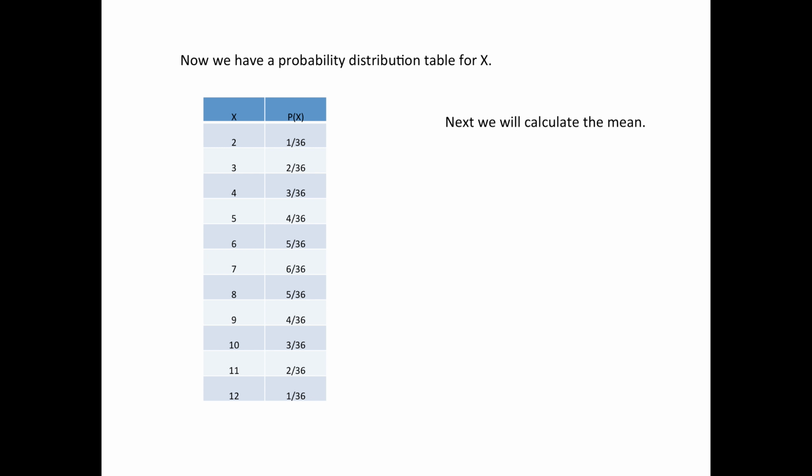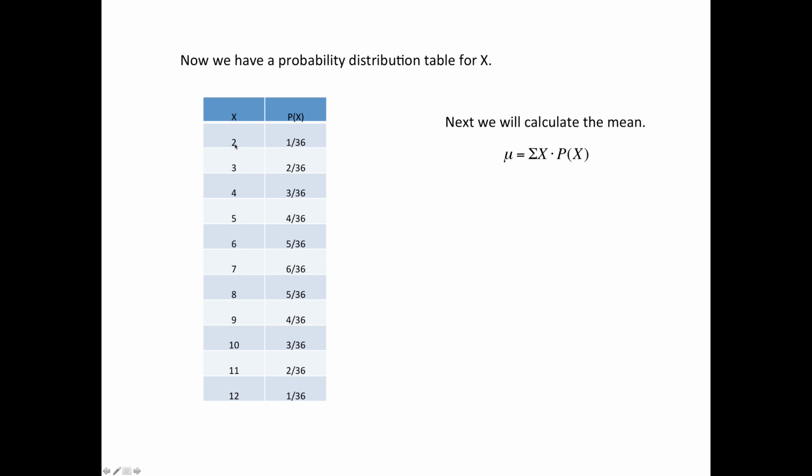Well, with a table like this, here's the formula. So notice that this symbol is the mean for the whole population because this is the whole population of scores for x. There's nothing else x can be if you're talking about two six-sided dice. So this is the mean for the whole population. And what you do is you take each x and multiply it with each probability. And at the end, you add them up.